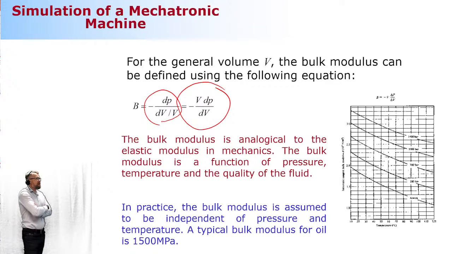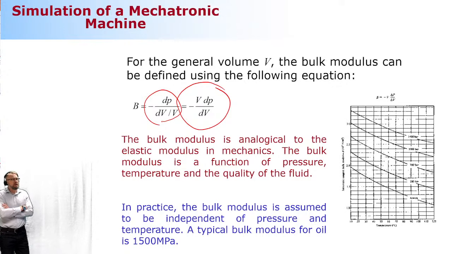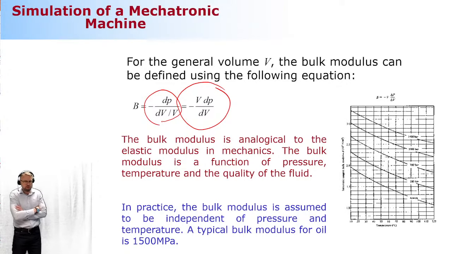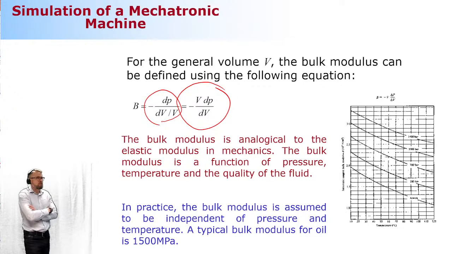Like I said, hydraulic modeling is full of parameters that are simplifications of reality. This is a good example, because bulk modulus in reality is a function of a number of things, including pressure, temperature, and so on and so forth. But in modeling, we typically assume the bulk modulus to be constant. We don't care that it is a bit of a function of this and that, because we need to make our life reasonable, and the reasonable way is simply to make an assumption.